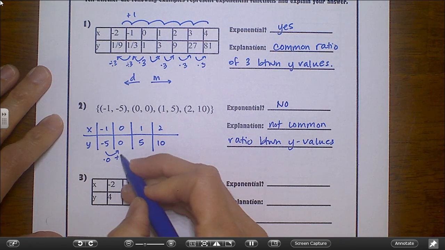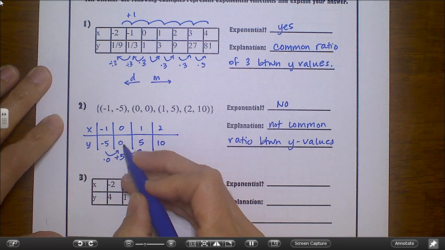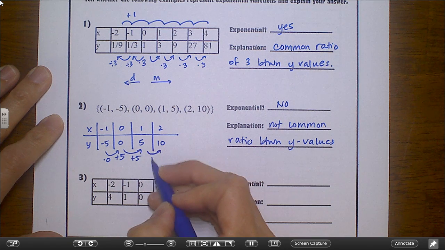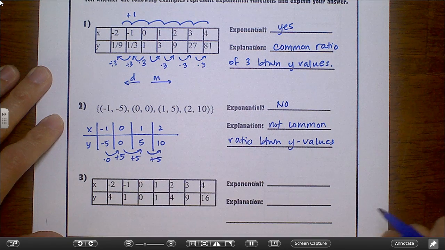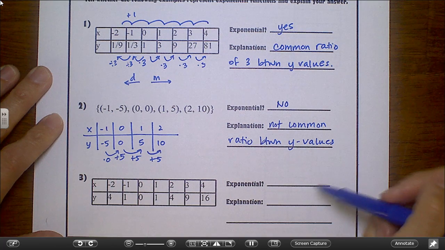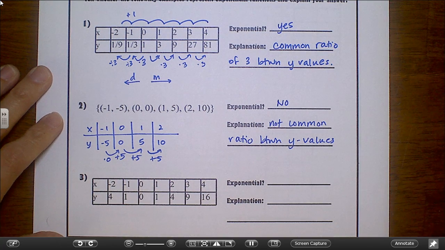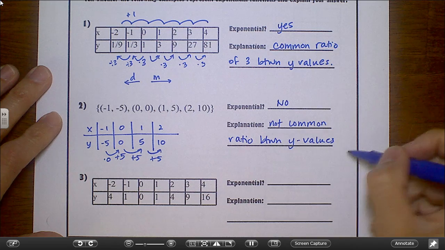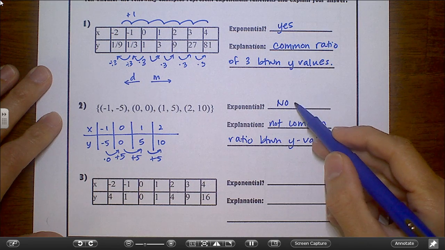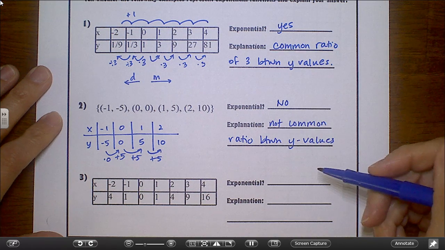And if you're looking at this, you're probably realizing this is a linear function, right? -5 to 0, that's a +5. And then 0 to 5 is a +5. And 5 to 10 is a +5. So that's a linear function. So that's the other explanation you could have given: instead of saying there's not a common ratio between y values, you could have just said, no, it's not exponential because it's linear.